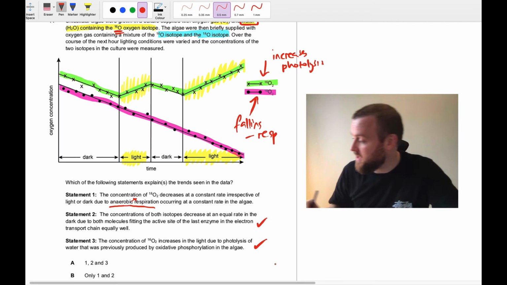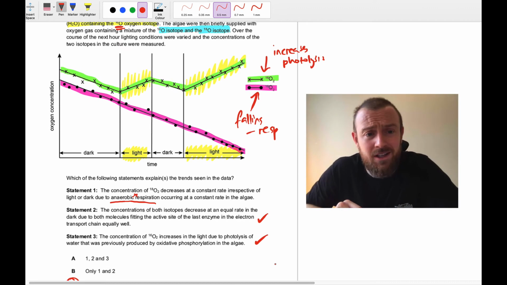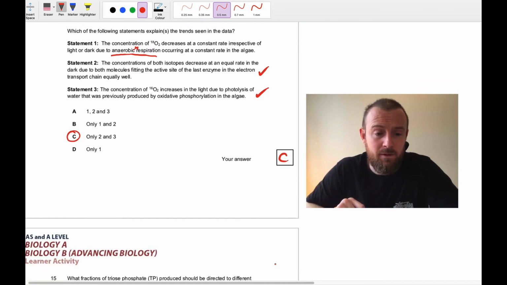Which question are we on? 14. Yeah. Gosh, that was a horrendous question. Well done if you got that right. I really had to think about that one.